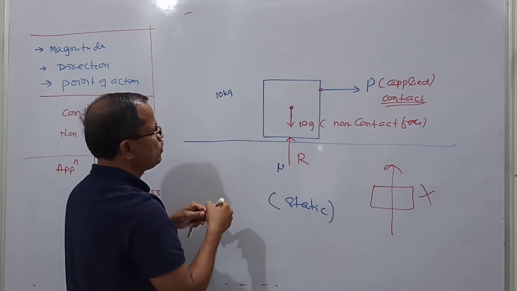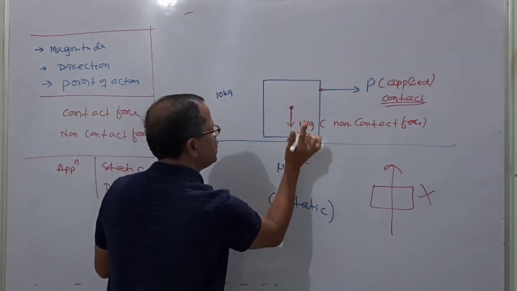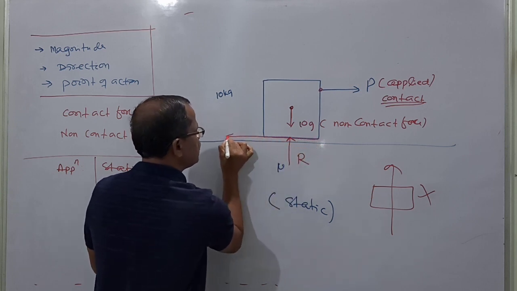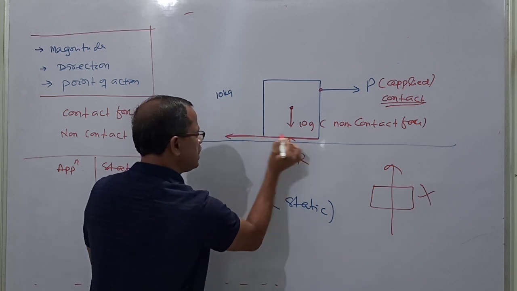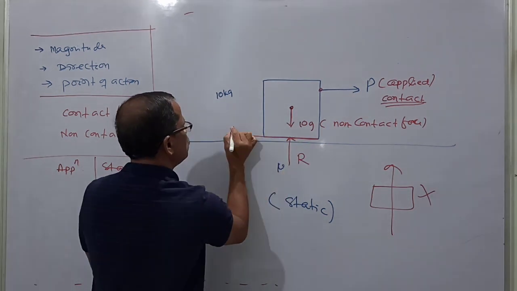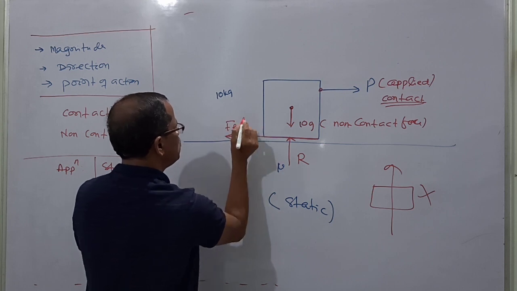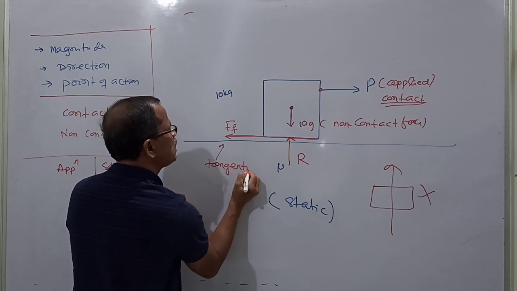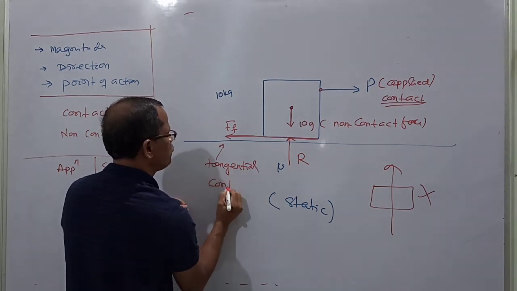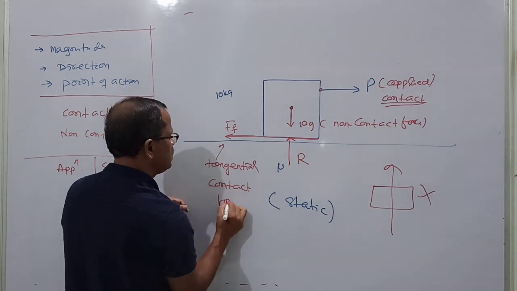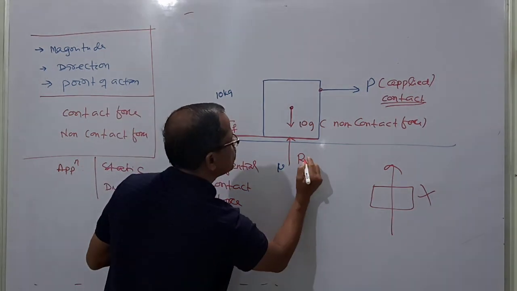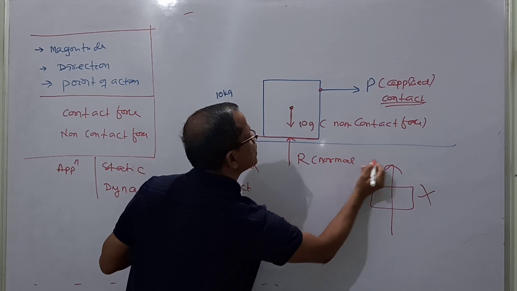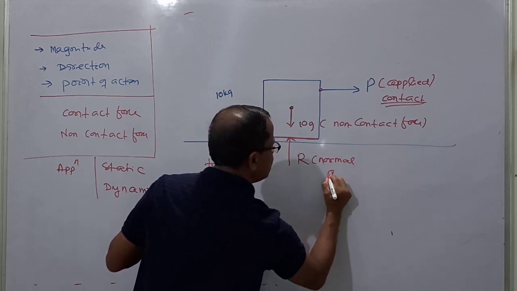Another force I am going to draw is the friction. I show the friction on the body. That's why I show this gap, so that I can show that friction is a tangential force. It is a contact type force. This is the friction force. It is a contact force, but of which nature? A tangential contact force. Then this one, R, is the normal contact force. It is normal to the surface.